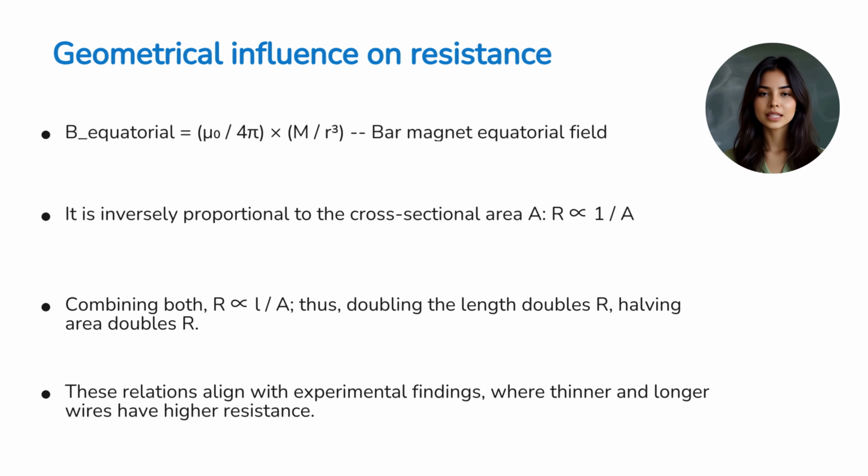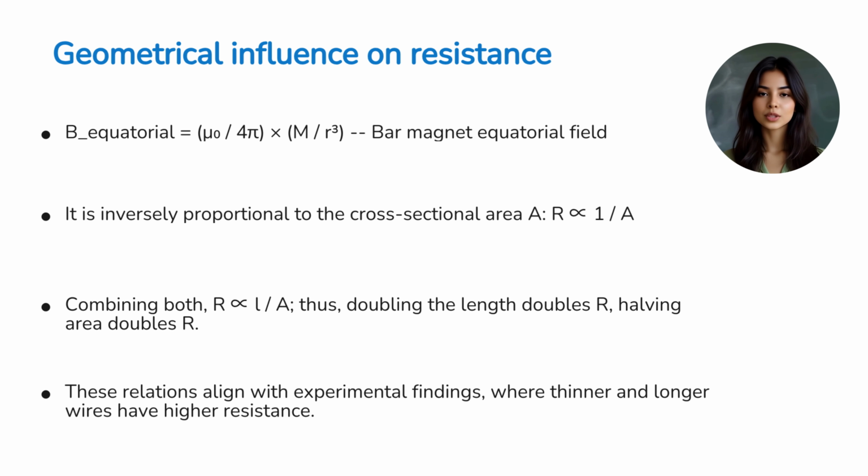So mathematically, R is directly proportional to L. Now, resistance also depends on how thick the wire is, or in physics terms, its cross-sectional area. The thicker the wire, the easier it is for electrons to pass through. So, R is inversely proportional to A, meaning if you double the area, the resistance becomes half. A thin wire, high resistance. A thick wire, low resistance.